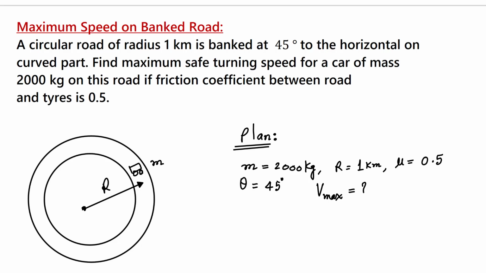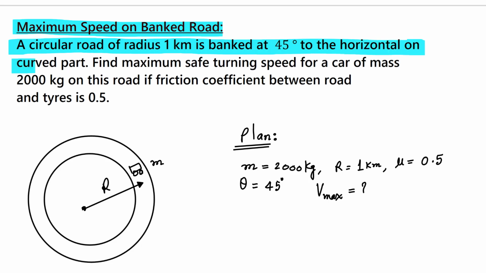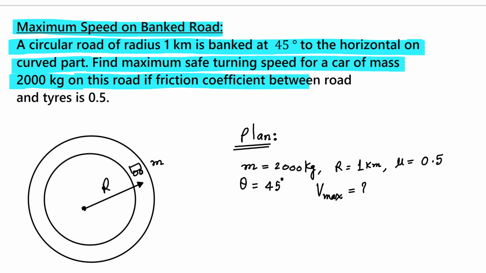Hello friends, in this video I will illustrate how you can analyze motion on a banked road, and in this problem we will find the maximum speed on a banked road. The problem says a circular road of radius 1 kilometer is banked at an angle of 45 degrees to the horizontal on the curved path. Find the maximum safe turning speed for a car of mass 2000 kg on this road if the friction coefficient between road and tires is 0.5.